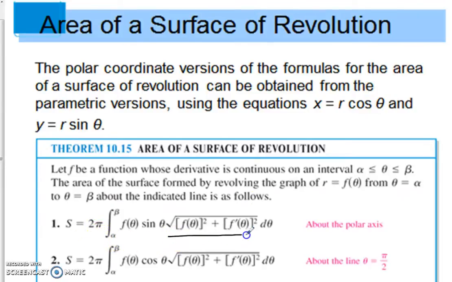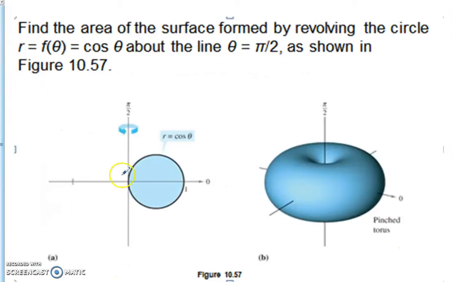You can see this is just what we just got done doing, talking about arc length. We multiply it by the function and then sine theta if it's going around the polar axis. We multiply that expression by f of theta times cosine theta if it's going around the line theta equals pi over 2, in other words, a vertical axis. So here we have the problem. Find the area of the surface formed by revolving the circle r equals f of theta equals cosine theta, about the line theta equals pi over 2.